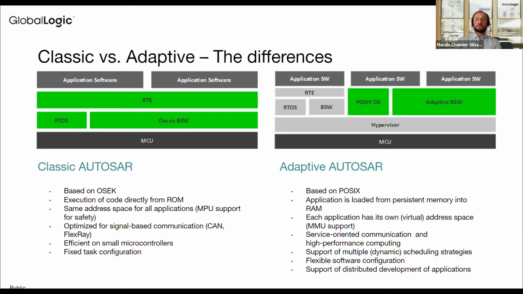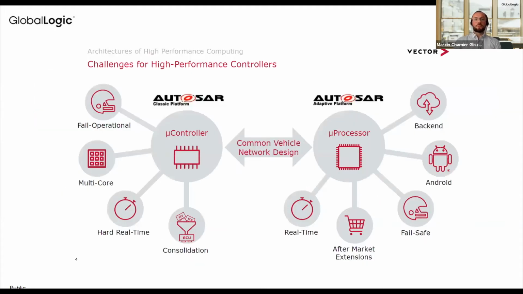Adaptive platform, on the other hand, is based on POSIX. It better uses the memory. It better uses the multi-core environment. It's service-oriented, supports dynamic scheduling and flexible software configuration. Thanks to that, the OEM can distribute development of applications to different developers or teams easily.